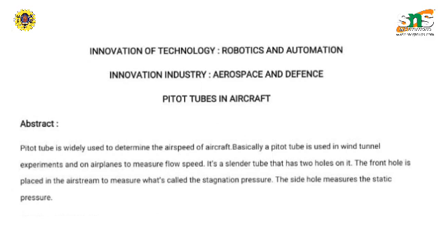A Pitot tube is widely used to determine the airspeed of aircraft. Basically, a Pitot tube is used in wind tunnel experiments and on airplanes to measure flow speed. It's a slender tube that has two holes on it. The front hole is placed in the airstream to measure what's called the stagnation pressure.